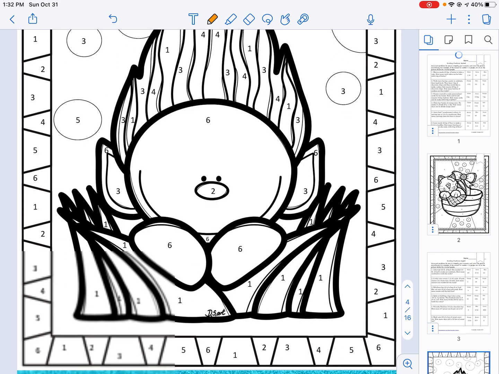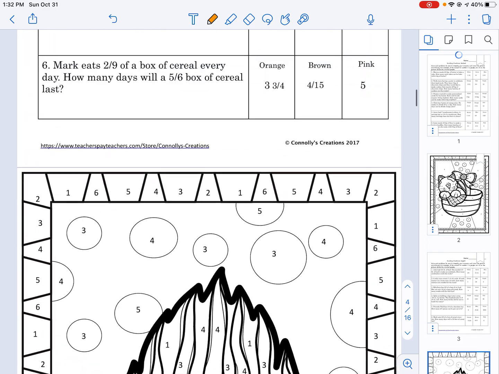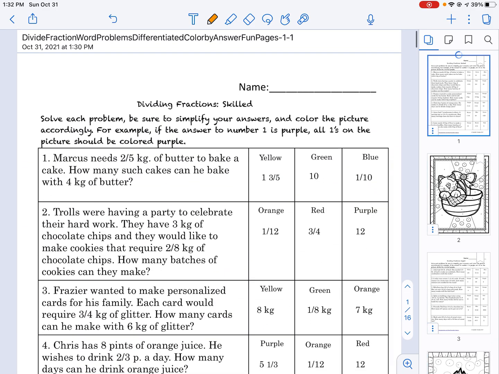Your pictures might be in different orders. You might have the troll one first or the cat one first. Doesn't matter as long as you have all of them. Okay, so the way you solve it is you will solve each problem.